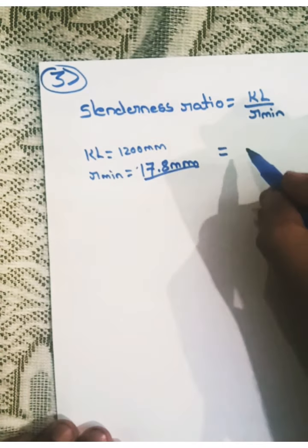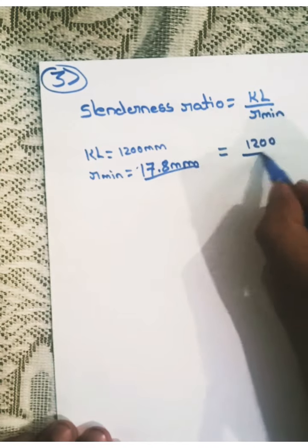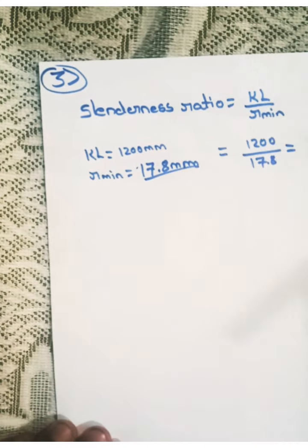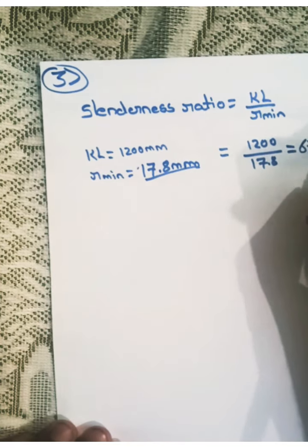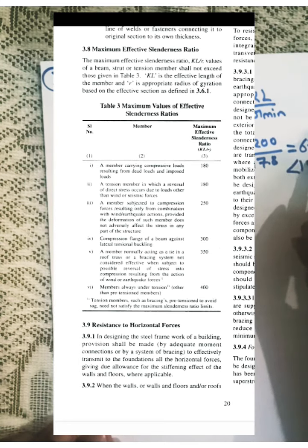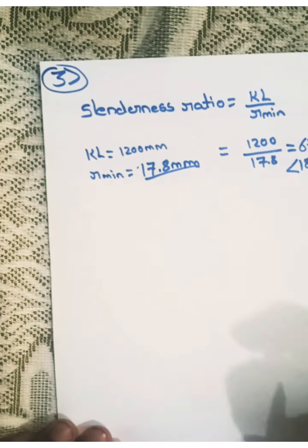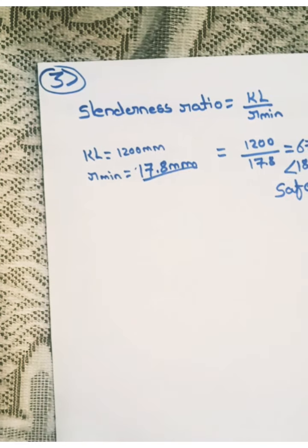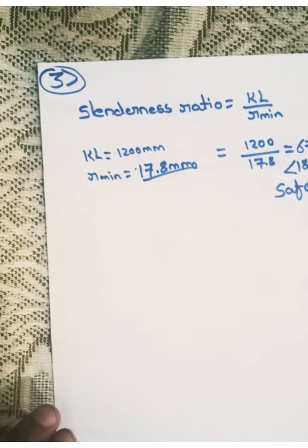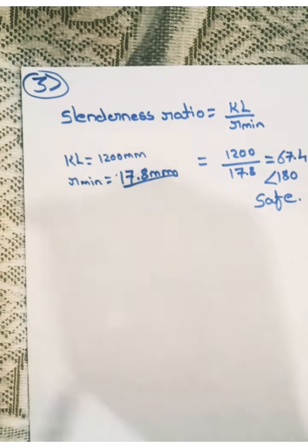So therefore slenderness ratio will be 1200 by 17.8, which comes around 67.4, which is less than 180 for buckling criteria. So it is safe. The angle which we have selected can be used. Now let us check its compression capacity.